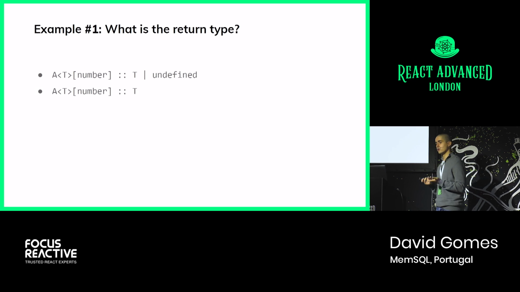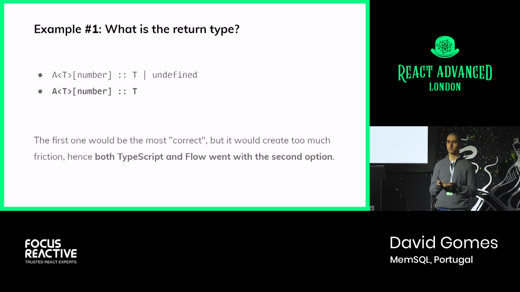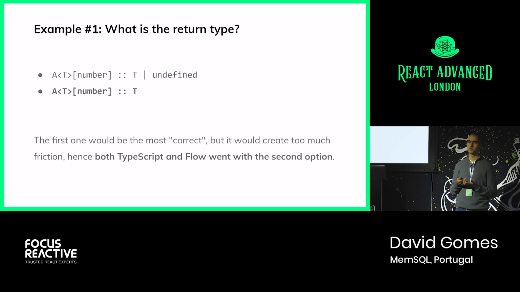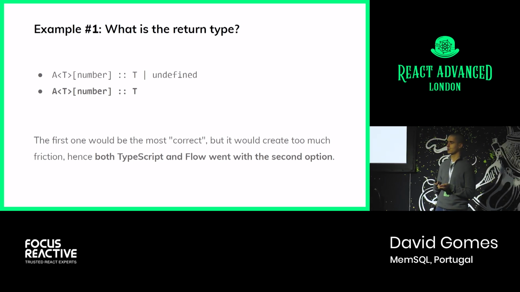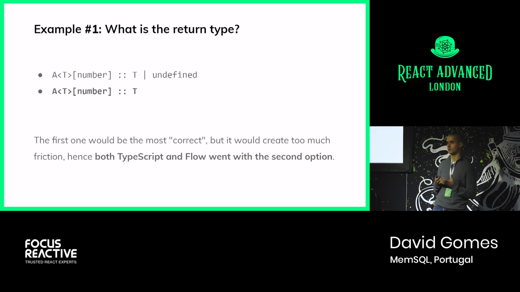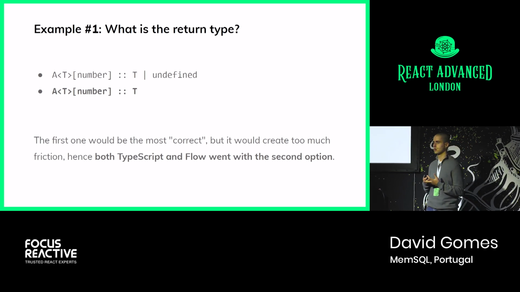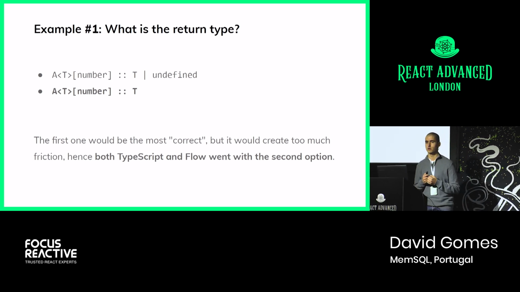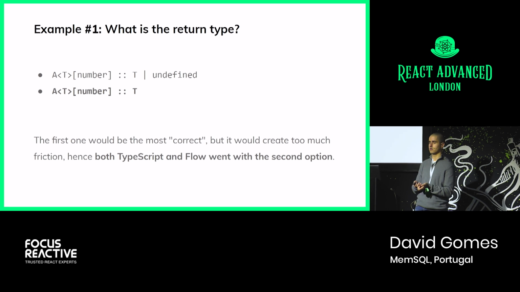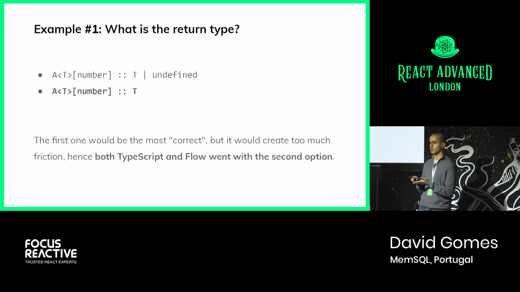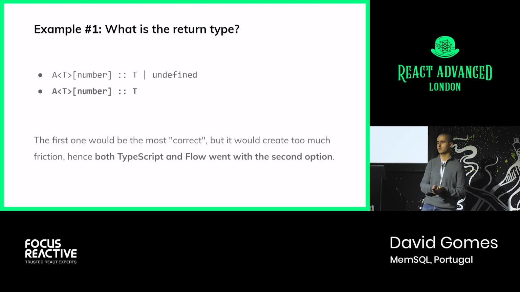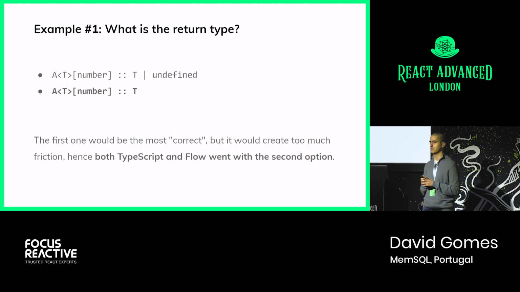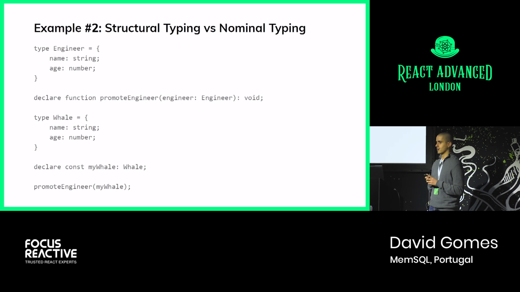And according to Flow and TypeScript, the answer is no. It should infer the return type of that function as just number, because making it number or undefined would create too much friction for engineers working with Flow or TypeScript. So both Flow and TypeScript assume that when you index an element from an array, the return type is T, if it is an array of T. So they both went with the option that causes less friction, even though it is technically incorrect. Let's look at another example.